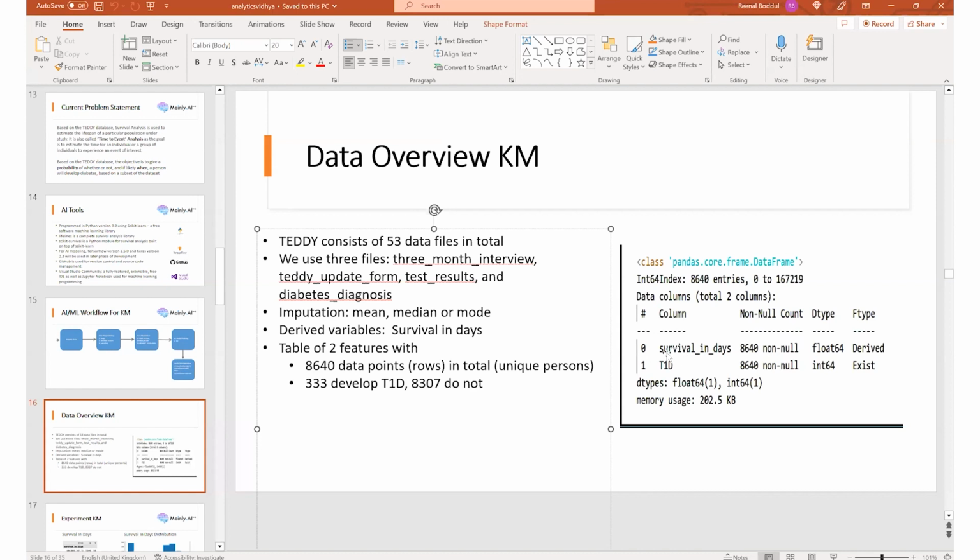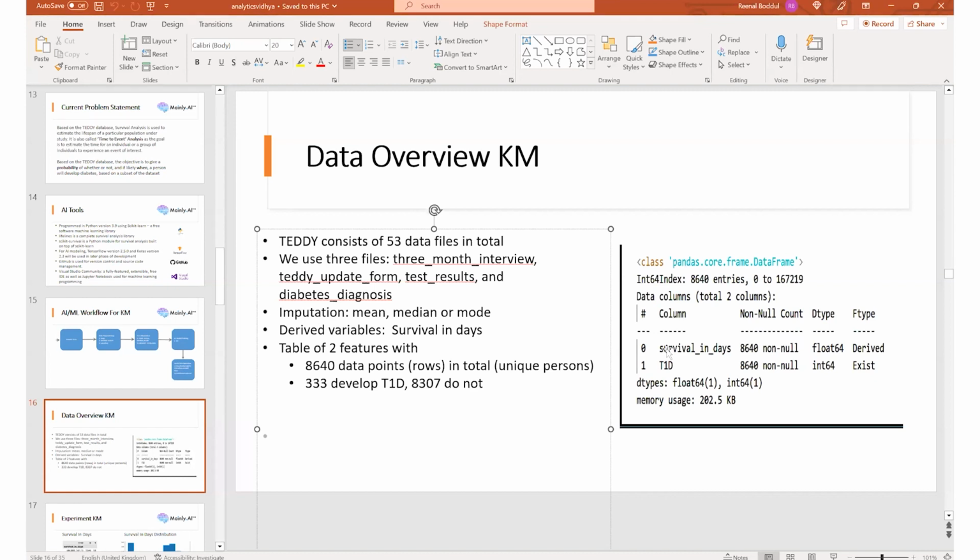Two features we are having, which are the survival in days and the T1D. In that data frame, we have 8,600 rows, each a unique data point. Out of these, 333 developed T1D and 8,300 did not. So these are just the two features in my data set, or you can say the two columns of the data frame or the Excel file.